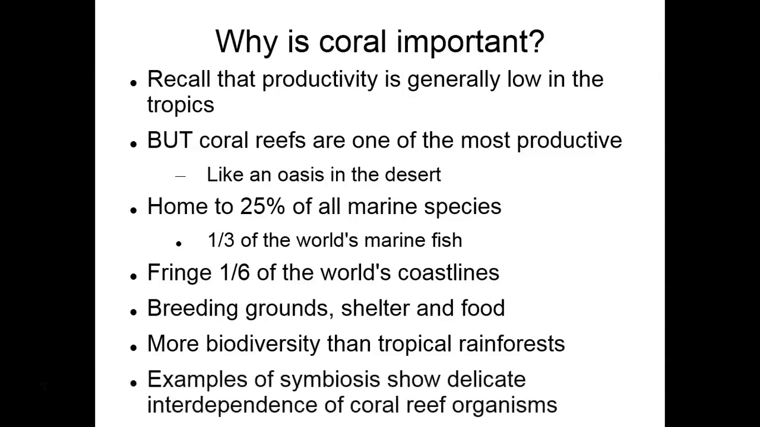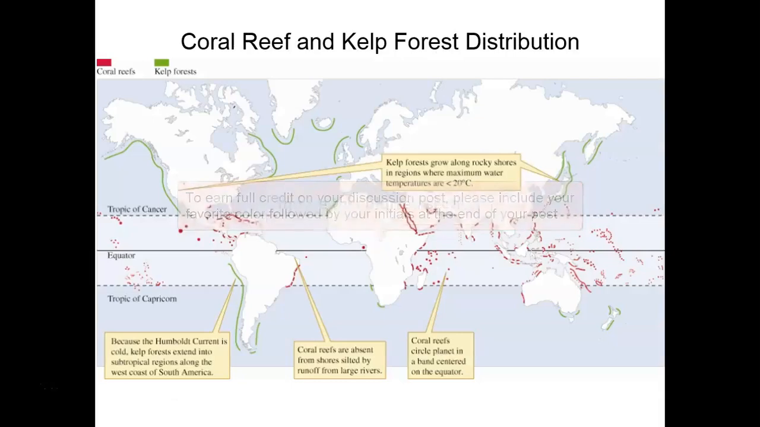Okay, and we see lots of examples of symbiosis in the coral reefs, and that shows that the reef organisms are interdependent on one another. Therefore, if we harm one, then we're going to harm the other ones, and especially if we harm the coral itself, that coral is basically the habitat for these organisms, so they're going to be very greatly impacted by that.